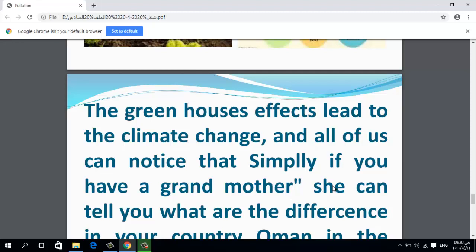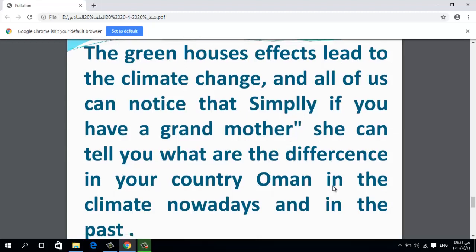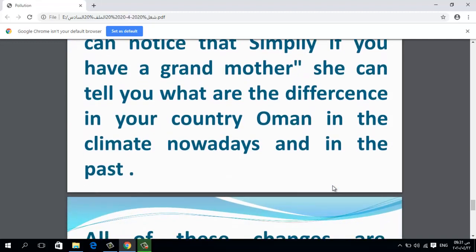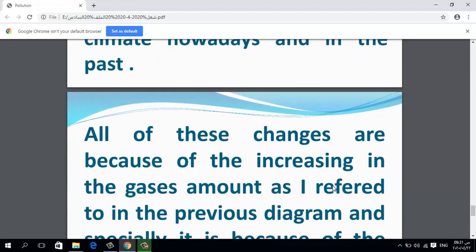They lead to climate change. If you have some old people, for example your grandmother or grandfather, they will tell you that even in your country, Oman, the climate was not like this. Everything changed. Everything changed because of these gases released by the greenhouses. All of these changes are because of the increasing amounts of these gases, as I referred before.